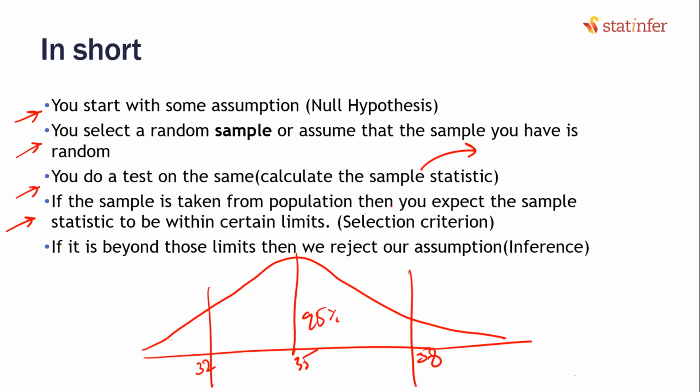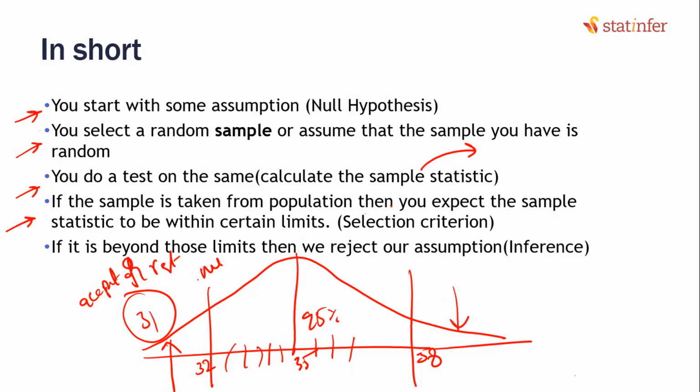If it is beyond these limits, if it is 31, are you going to accept or reject the null hypothesis? If the null hypothesis is true, it has to be within these limits, isn't it? If it is very far away, then you are going to reject the null hypothesis. The final thing, the statistical distribution of the sample statistic, will give us the way to decide.